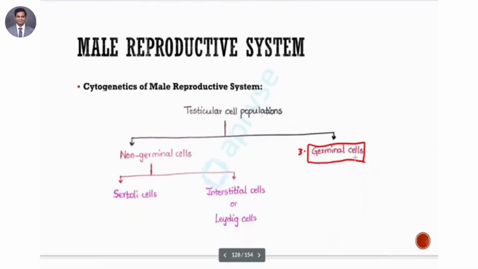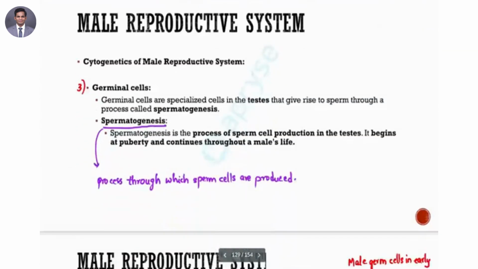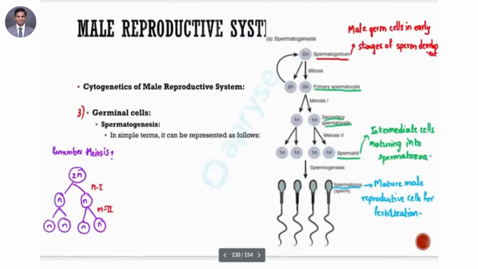The third component that we can take a look at in terms of the cells, cytogenetics being about the cells, is going to be the germinal cells. All good? The best way to explain this is through this particular diagram here.